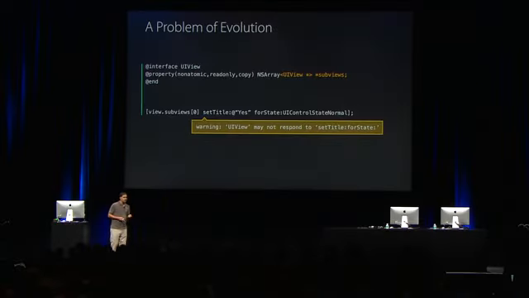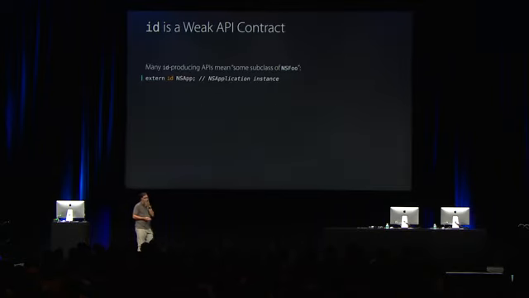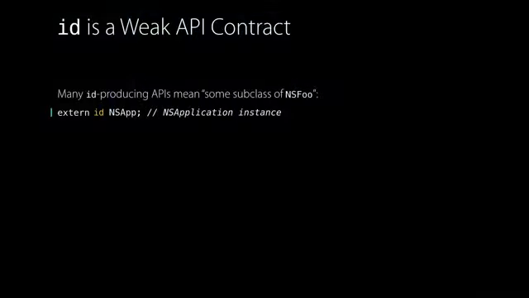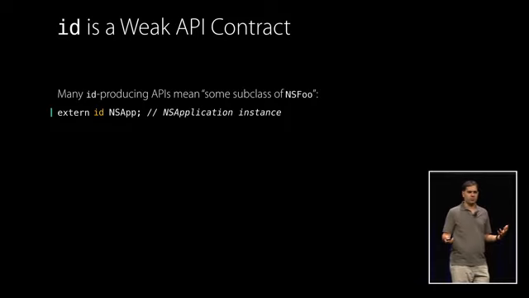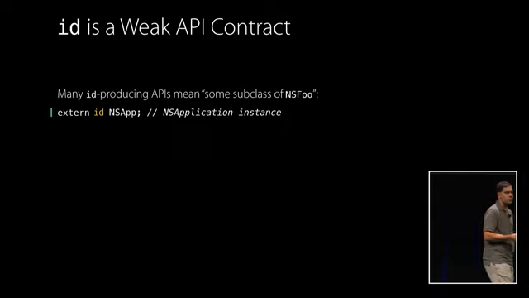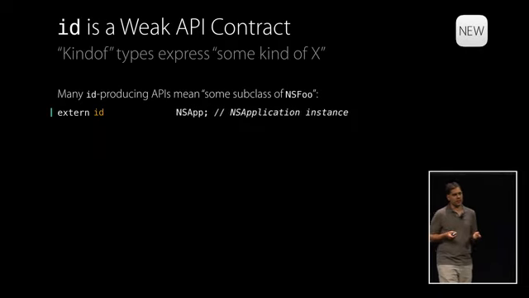This really forced us to consider id and how it's used as an API contract. And so let's make this a little simpler example. Let's talk about NSApp, which is this global that gives you access to your NSApplication instance. Now, what this really means is NSApp is a subclass of NSApplication, but we couldn't describe that to the type system. With kindof types, we can say this exactly in Objective-C.